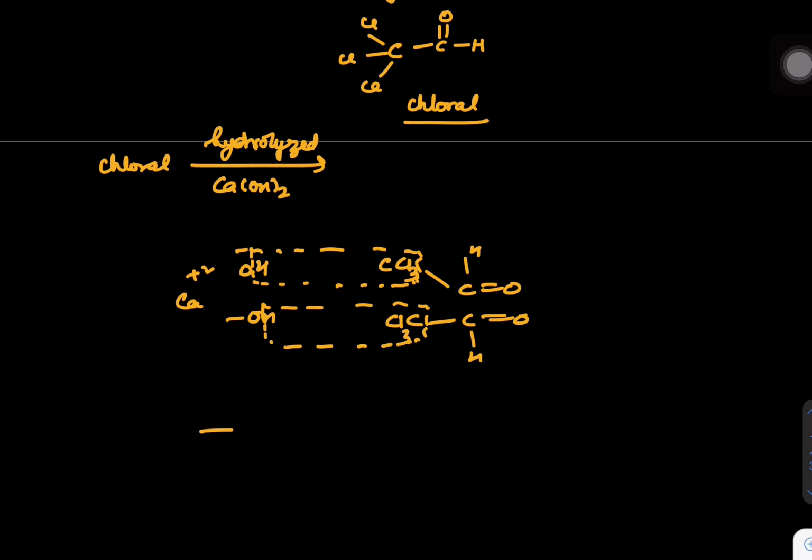So what will be the end result of this? We get 2 moles of CHCl3 with one of this reaction, and along with that we form (HCOO)2 Ca, that is Ca 2+ with HC double bond O minus twice. So this is the reaction which will happen, and basically this is called calcium formate as a byproduct.